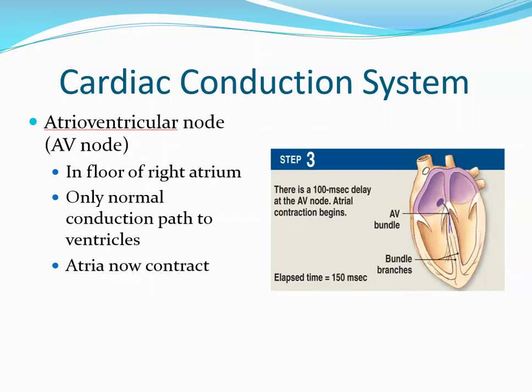The second group of tissue is the AV node. This is found in the floor of the right atrium, right where all four chambers come together. This is the only normal conduction pathway from the atria into the ventricles. Once the signal hits the AV node, the atria now contract and finish their contraction.